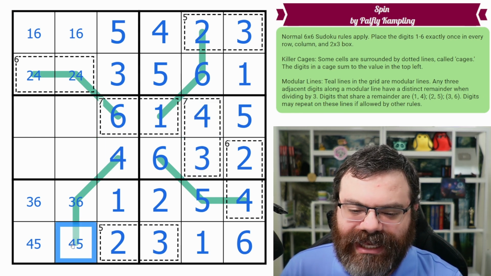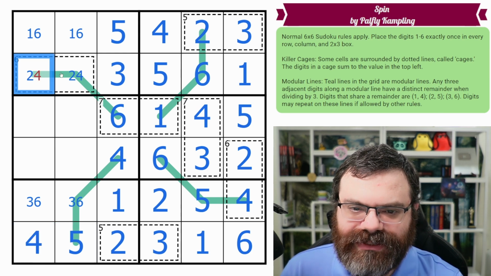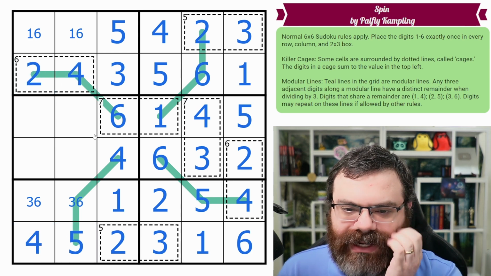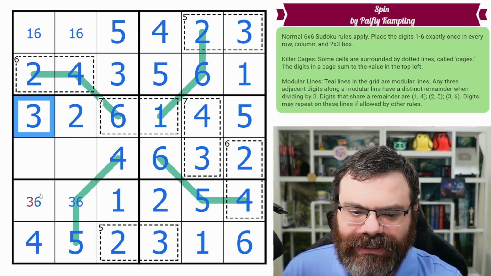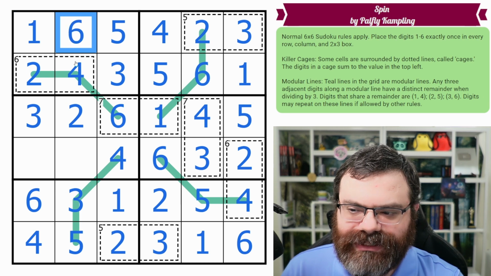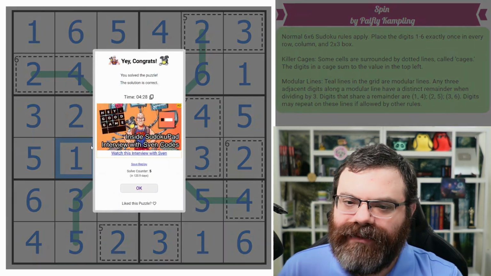This 4 tells us this can't be 4, because it needs to be a different group. So that's 5 and 4. It gives us 2 and 4 here. All right, I think we can just finish off. This is 2, which goes here, and 3. It gives us 6 and 3, giving us 1 and 6. We need 1 and 5, and we're done.